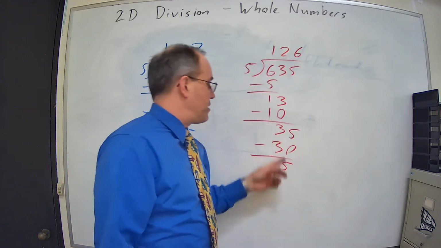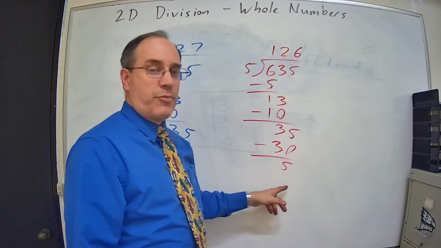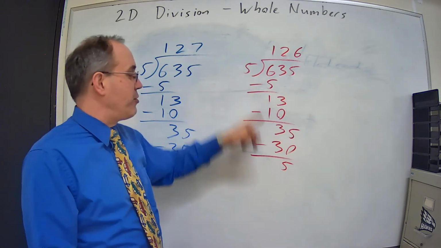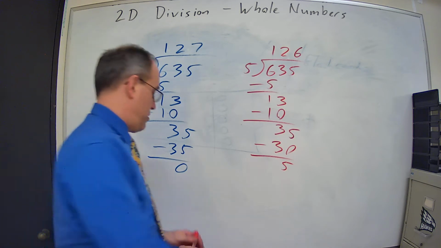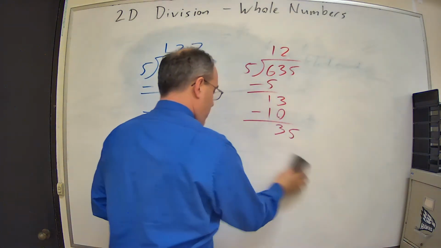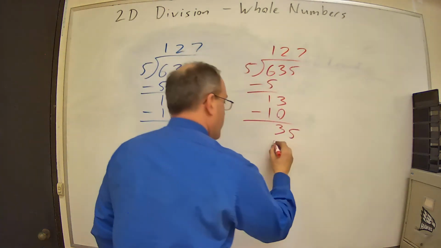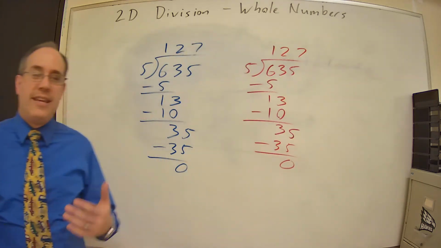The other thing is, if I choose a number too low, the result when I subtract is still going to be able to be divided by that. 5 goes into 5 once. I missed 1. So that wasn't 6. That should have been 7. 7 times 5 is 35. I subtract and I get 0, and now I'm happy.